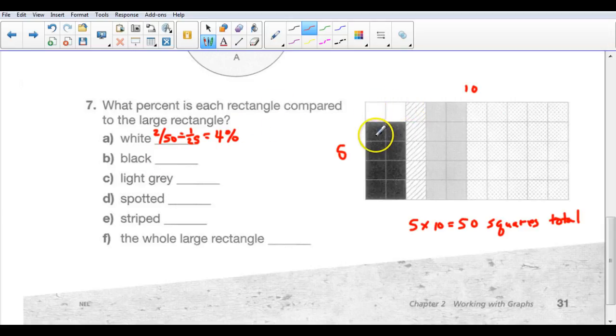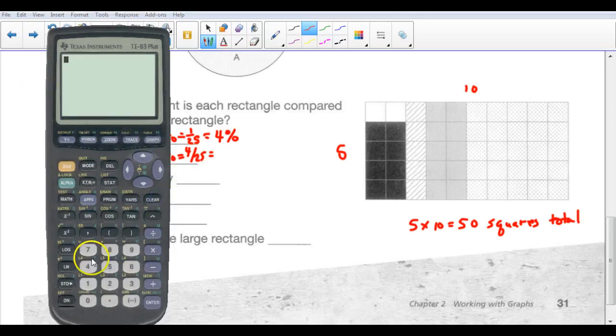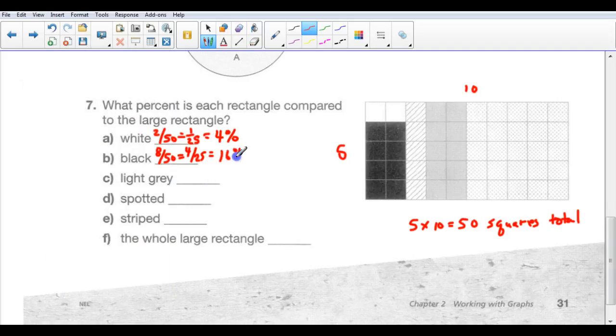Black, we have 2, 4, 6, 8. So we have 8 out of 50, which is the same as 4 out of 25. So we take our calculator. We'll do 4 divided by 25. You could also take 8 divided by 50. It doesn't really matter. Get an answer, and we're going to multiply that by 100 because we want a percent. And it's 16%. So that means 16% of this entire rectangle right here is black squares.